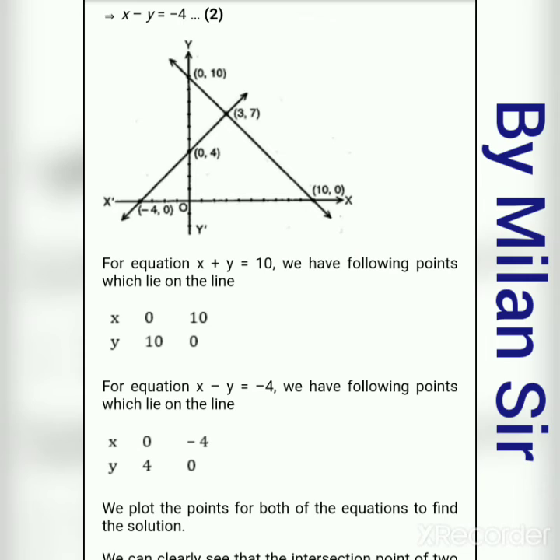Now, what is our solution? It is the intersection point of these two lines, right? It is our solution, because we need a point that satisfies both equations, because we need to fulfill both conditions: total students is 10 and girls are 4 more than the boys. We need to satisfy both conditions. That's why we find the intersection point. Here the intersection point, if we extend to the x-axis and y-axis, is (3, 7).